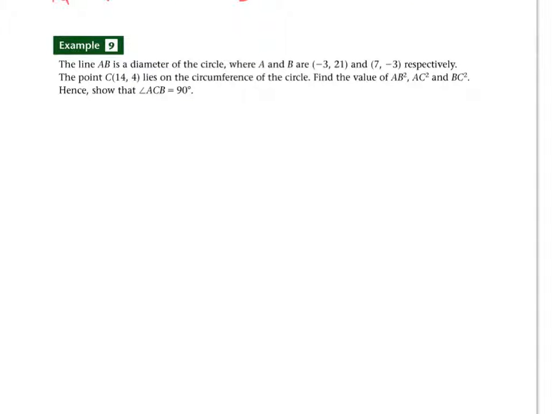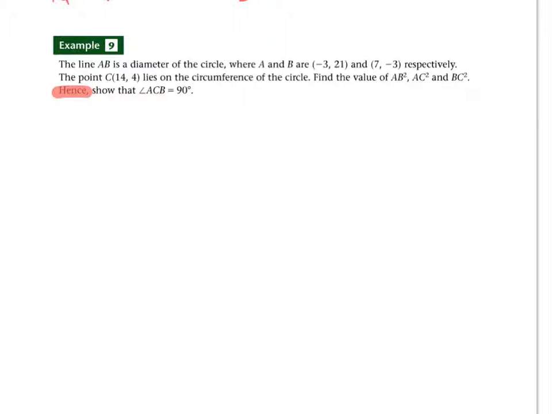We've got the line AB, which is the diameter of a circle, and we've got the points A and B. The point C lies on the circumference of the circle. Find the values of AB squared, AC squared and BC squared. Hence, right, so the hence part means that now we've worked out AB squared, and all the lengths of the sides squared, we should be able to apply Pythagoras' theorem. And this is known as the converse of Pythagoras' theorem.